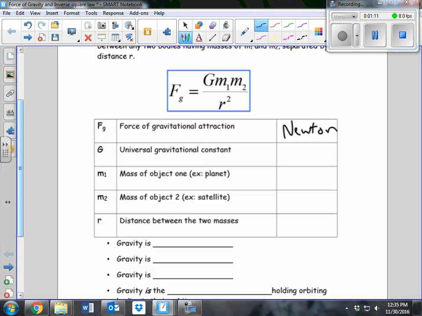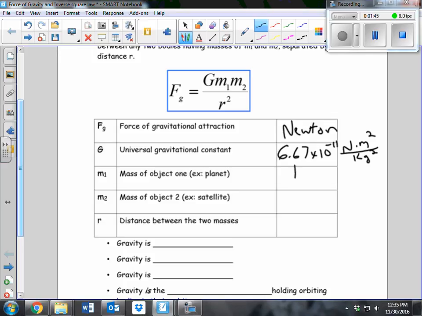So the universal gravitational constant is just a value, and it's a constant. It is always that number. Newton calculated it when he did his experiment to determine the force of gravity between two different masses. And so that value is 6.67 times 10 to the negative 11 newtons times meters squared over kilograms squared. Because when we plug all of that into this equation, the kilograms squared and the meters squared cancel out with the rest of the equation.